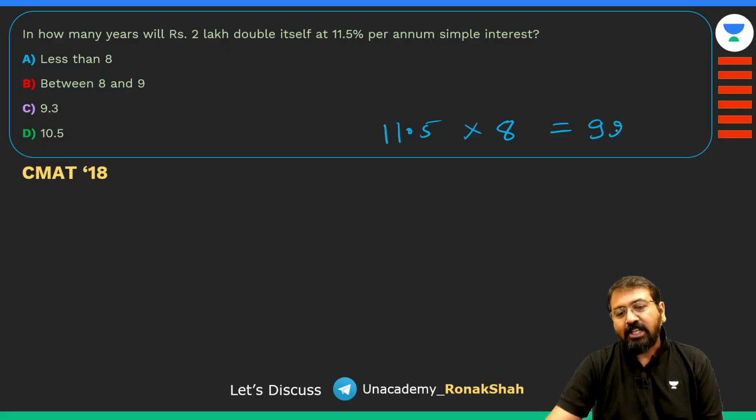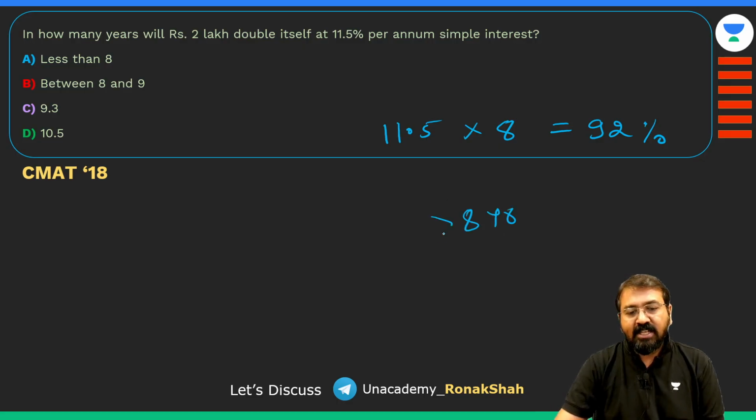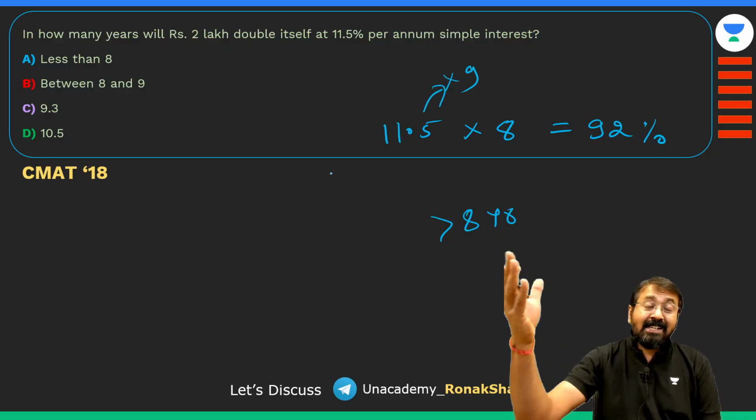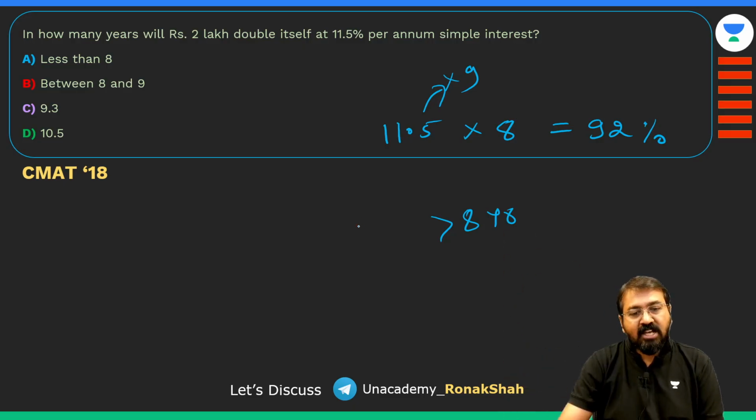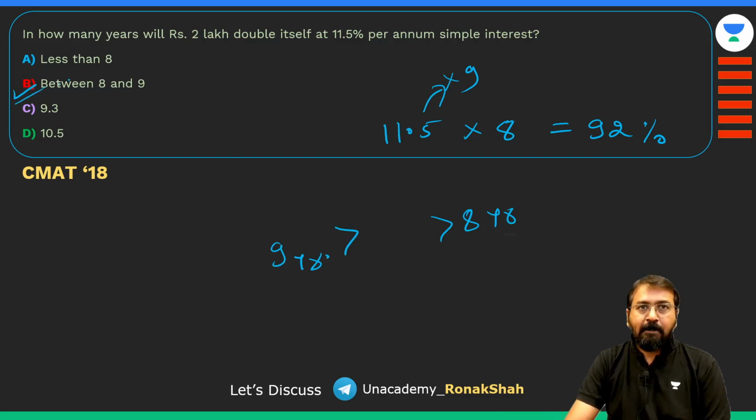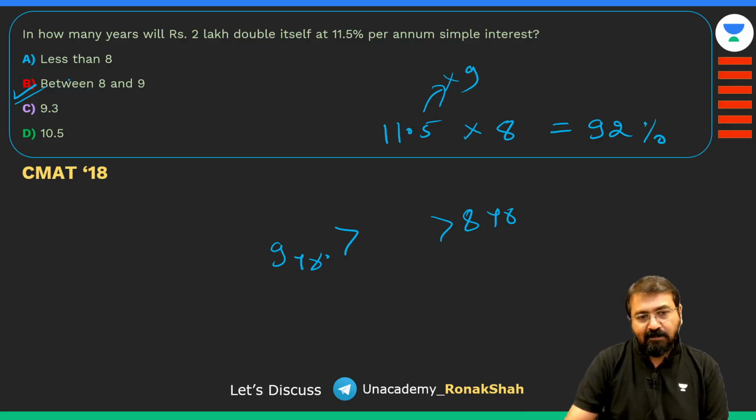तो ये 92 आ जाएगा, 92% मिलेगा। तो हमें 8 साल से तो ज्यादा ही लगेगा। अगर मैं 9 से मल्टीप्लाई करूंगा तो 11 नाइन जा 99 प्लस 0.5 नाइन जा 4.5, तो 100% से ज्यादा हो जाएगा। सो 9 ईयर्स से तो कम ही आएगा। तो मैं सीधा ऑप्शन बी टिक कर दूंगा। समझ में आ रहा है? बहुत आसान सा था, राइट?